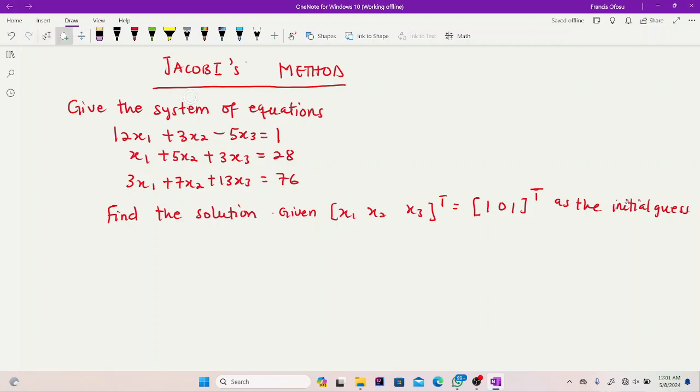So in this video, I'm going to solve a problem with you using the Jacobi method. It said, given the system of equations, so this is a system of equations here, find a solution given that our initial guess is 1, 0, 1. So we have to use the Jacobi method, which is the iterative method.